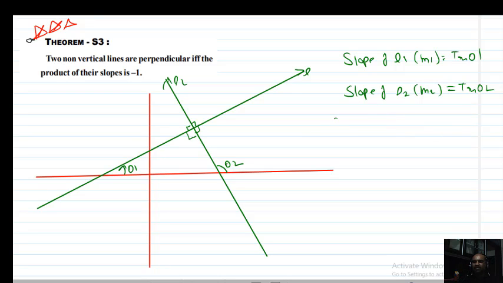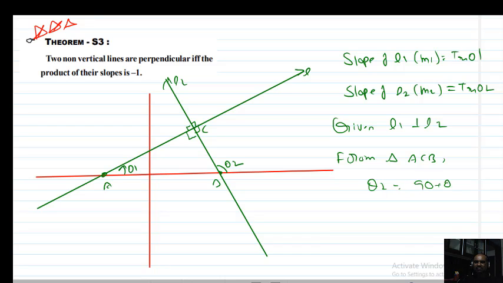Okay. So given L1 is perpendicular to L2. So I can say this is triangle ABC. From triangle ACB, theta 2 equals 90 plus theta 1. Exterior angle of a triangle equals the sum of the interior angles. In a triangle, if one side is extended, the exterior angle so formed is equal to the sum of the opposite interior angles.